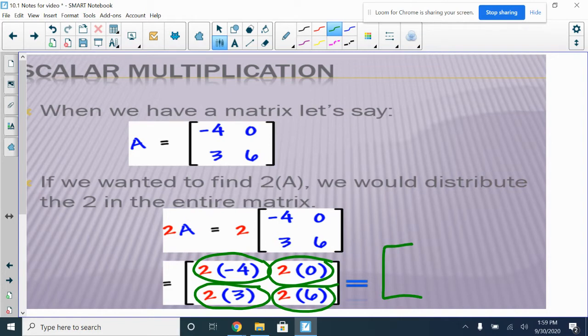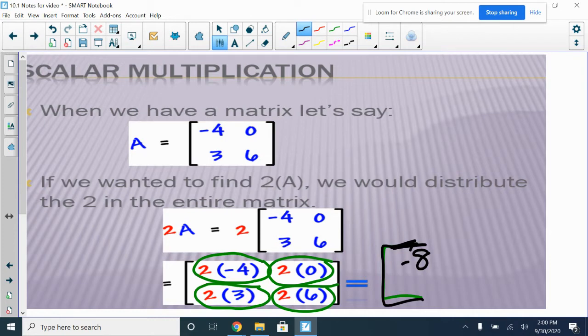So when we go about solving it, let me pick a different color in case we can't see the green on that purple. Our 2 times our -4, we have a positive and a negative, so our answer is going to be negative, and 2 times 4 is 8. So we're left with -8. Because the -4 was in our first row, first column, that -8 answer is going to stay in the first row, first column.